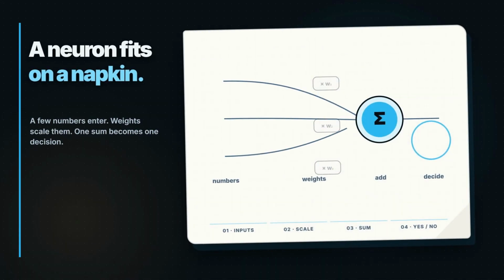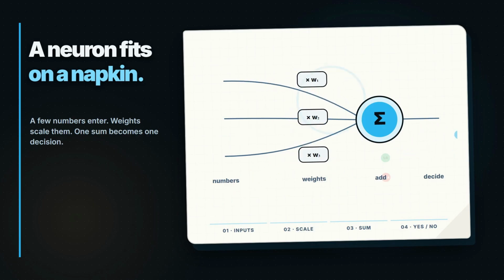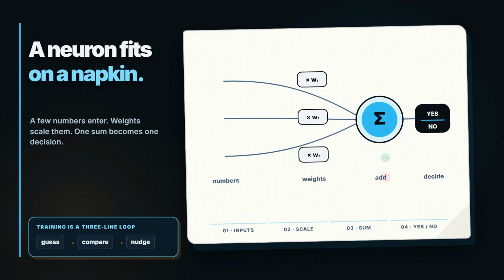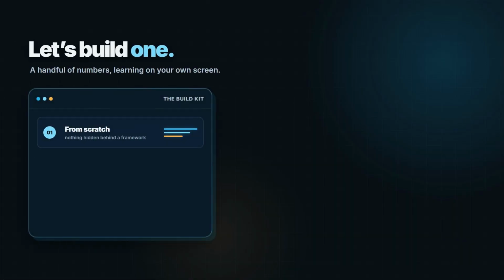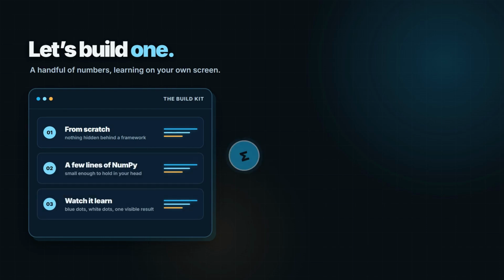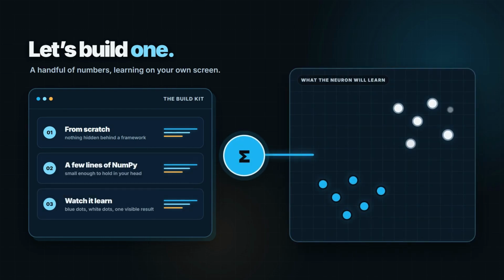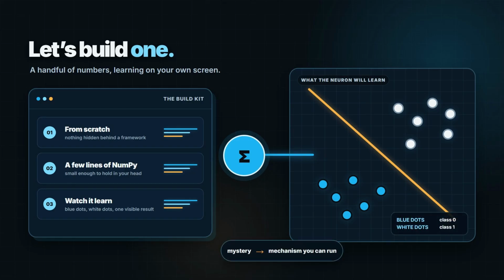The smallest working piece of a neural network, a single neuron, genuinely fits on a napkin. It takes a few numbers in, multiplies each by a weight, adds them up, and decides yes or no. And training it is a 3-line loop. So let's build one, from scratch, in a few lines of NumPy, no framework, and watch it learn to separate blue dots from white ones. Once you have seen a handful of numbers learn on your own screen, deep learning stops being mysterious for good.